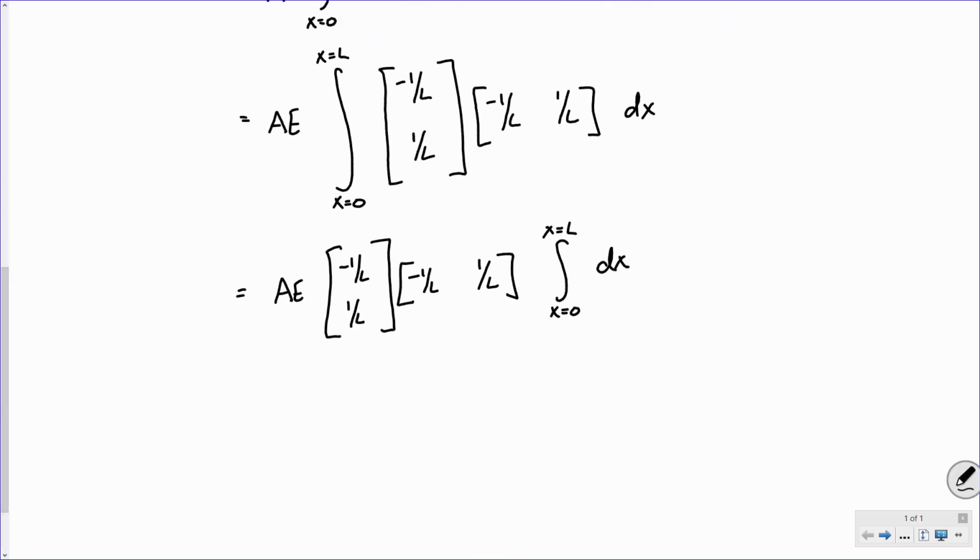Everybody all right with that? All right. We're going to take the complicated parts of these one at a time. I'm going to look at these matrix multiplications and this integral one at a time. Let's start off with the simple one, the integral.